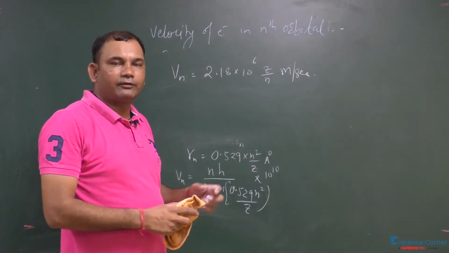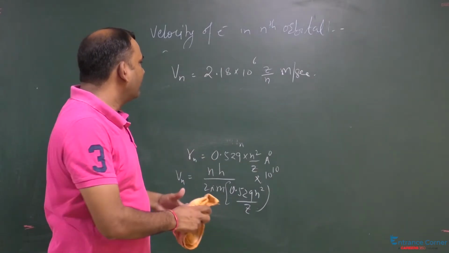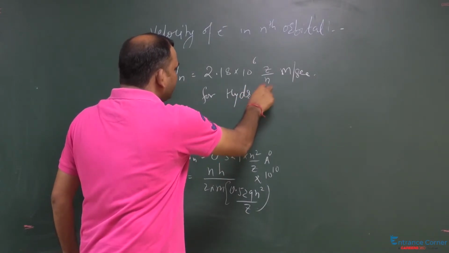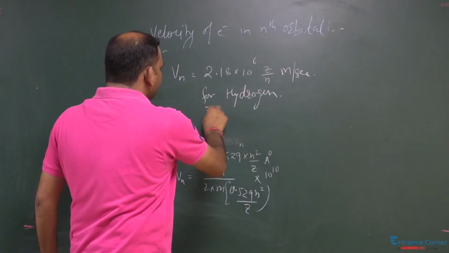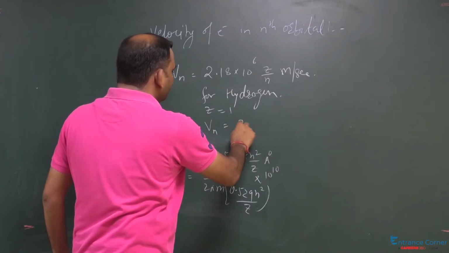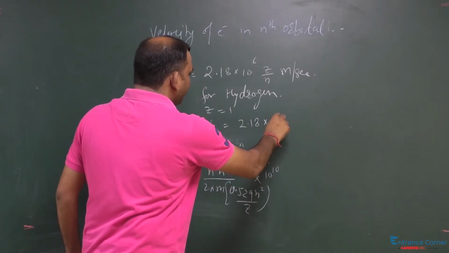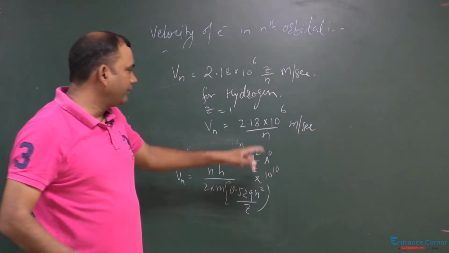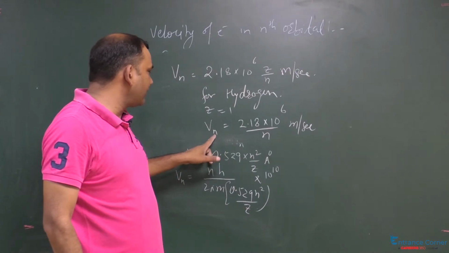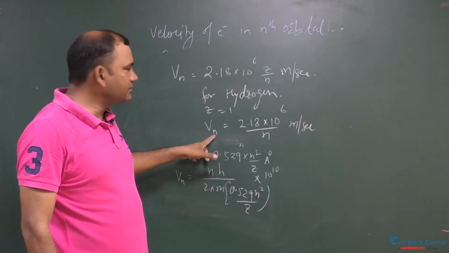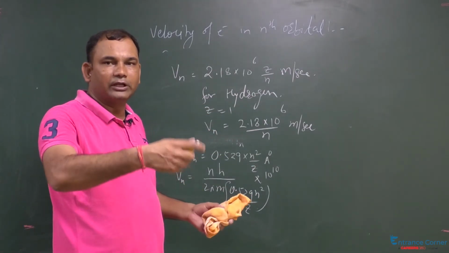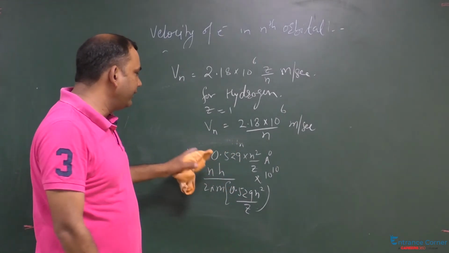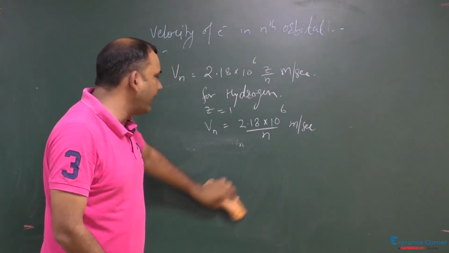So, this is the velocity of electron in nth orbit. For hydrogen atom, what is the value of Z? Z is equal to 1. So, Vn is equal to 2.18 into 10 raised to power 6 by n meter per second. Now, see, when n increases, velocity of electron decreases, meaning when the electron is away from the nucleus, then the speed of the electron reduces, and it is inversely proportional to n.